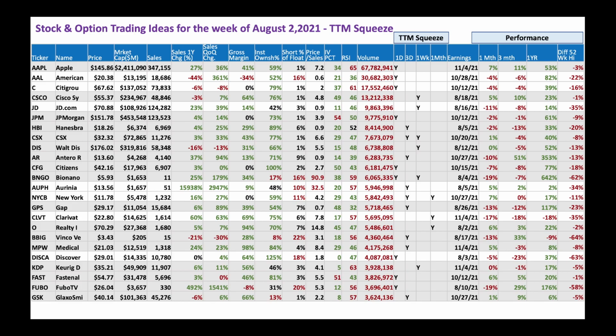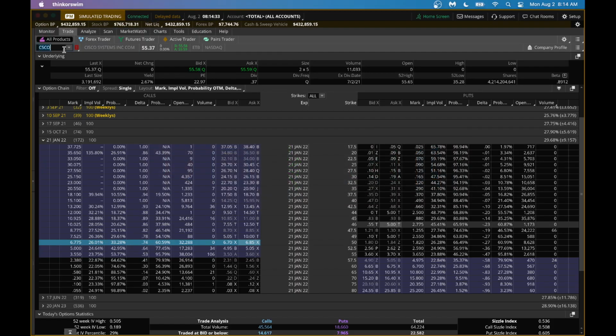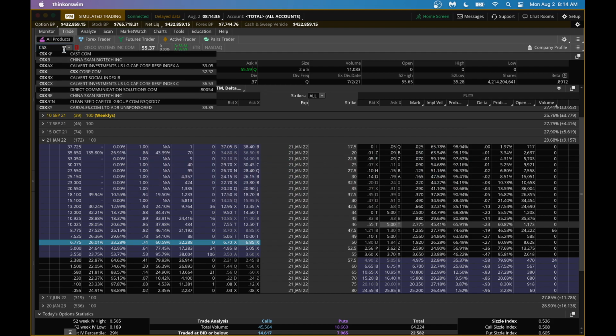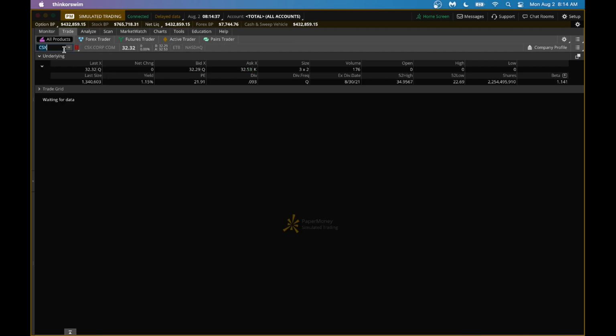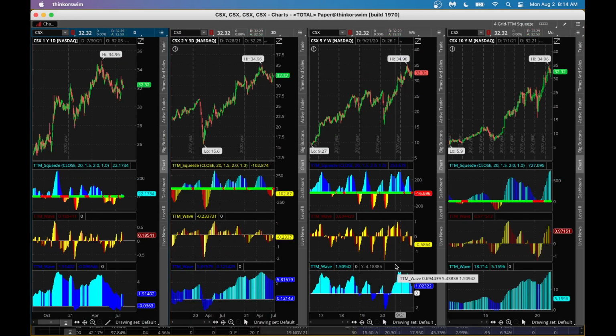Let's look at one more here, CSX. As you see here, CSX has a 3-day squeeze and a weekly squeeze. Let's see how CSX looks. So with that, let's go back to Thinkorswim here, CSX. Let's go to the squeeze chart here. If you look at CSX, there's a squeeze forming in a 3-day, 2-year chart.